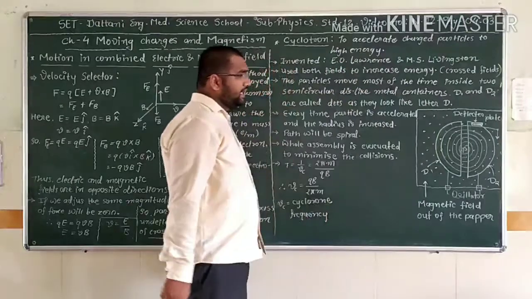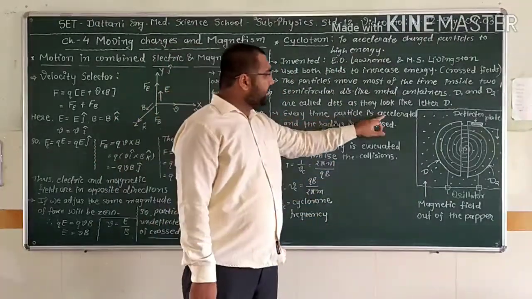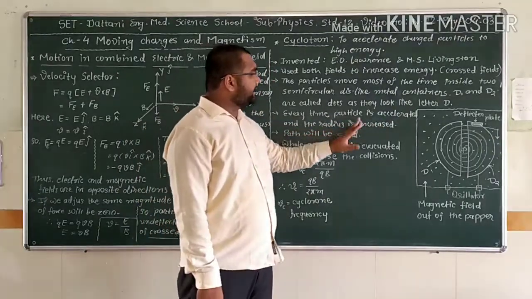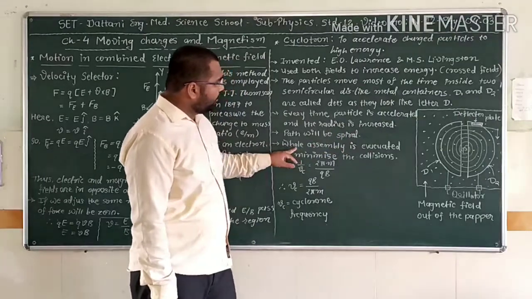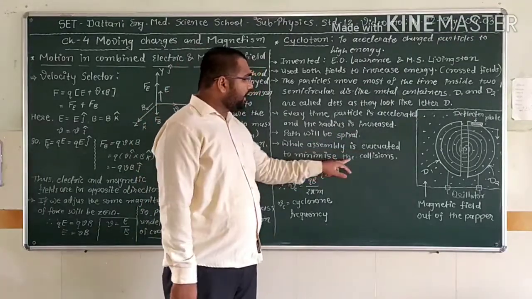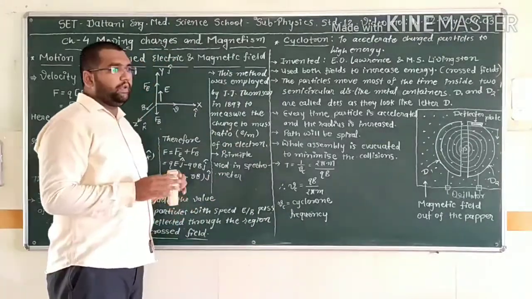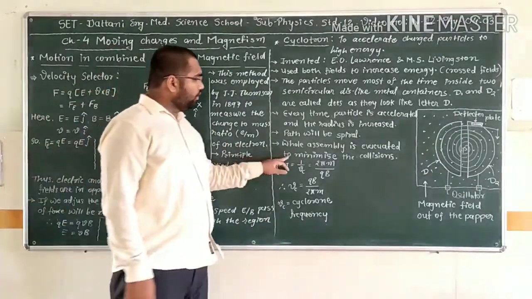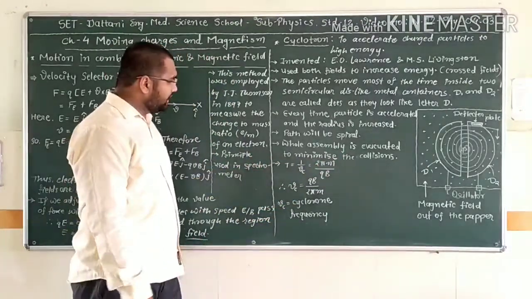So this was the construction of a cyclotron. Every time the particle is accelerated and the radius is increased, the path will be spiral. The wall assembly is evacuated to minimize the collisions between ions and charges.